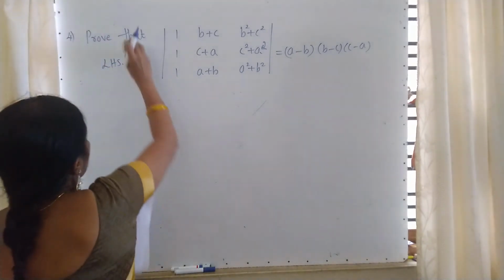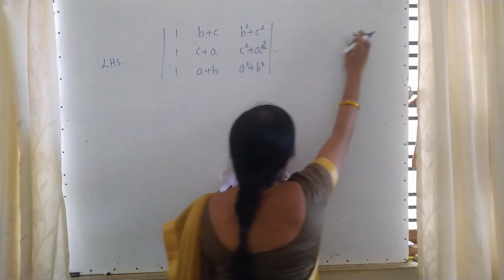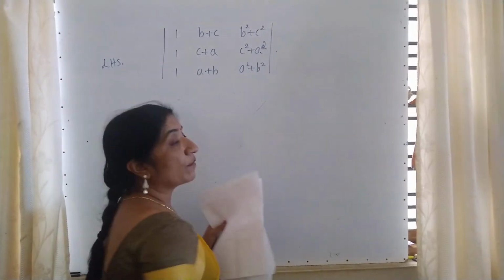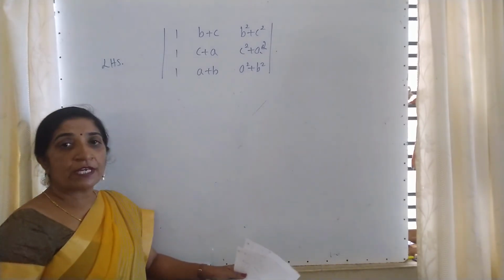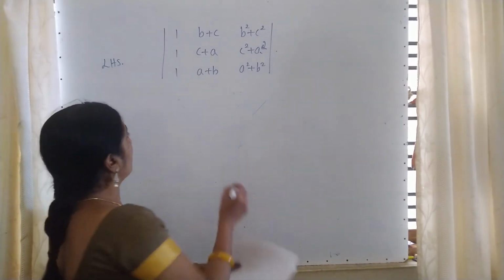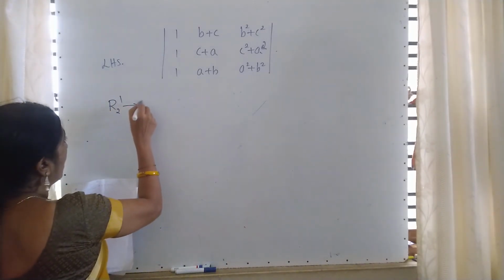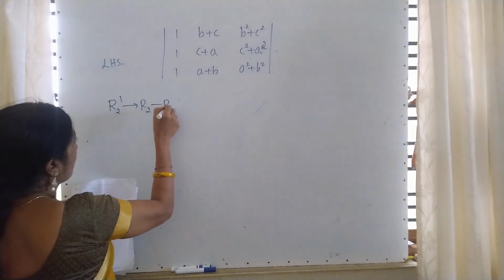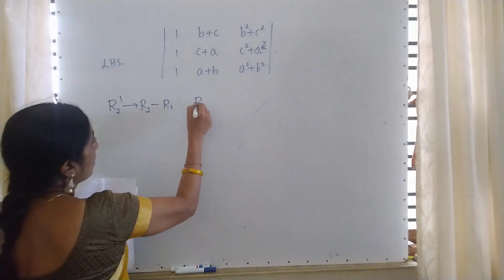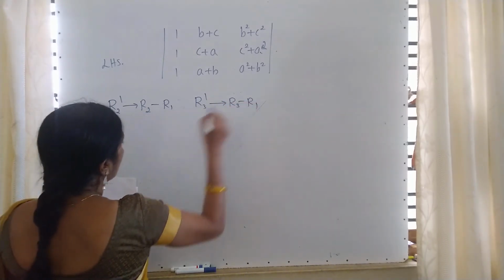So write down the LHS. Yes, what are you observing? We are observing that all the elements in the first column are equal to 1. If all the elements in the first column are equal to 1, what are you doing? We are applying R2 dash as R2 minus R1. Next one, R3 dash as R3 minus R1.